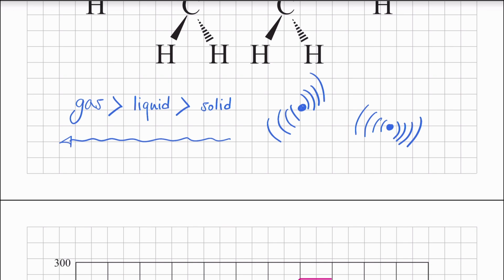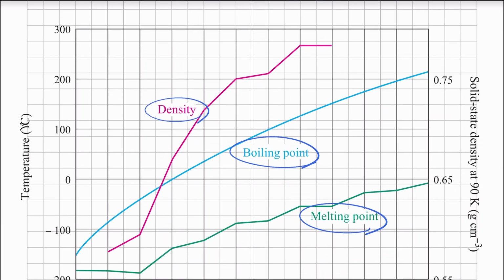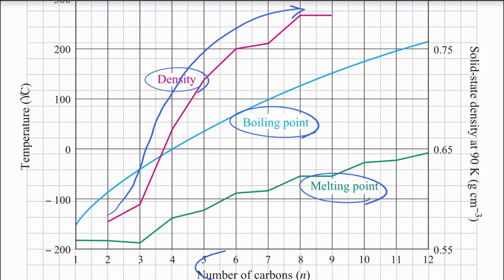So this means that in the gas phase, the distance between the molecules is more than in the liquid phase, and more than in the solid phase. This means that in the same volume, we have fewer molecules of gas, more molecules of liquid, and even more molecules of solid. You can see it here. The density of alkanes rises when the number of carbons gets more.